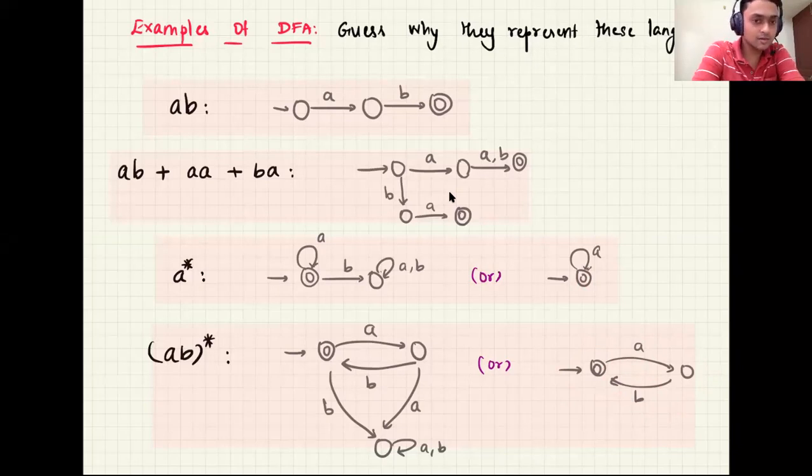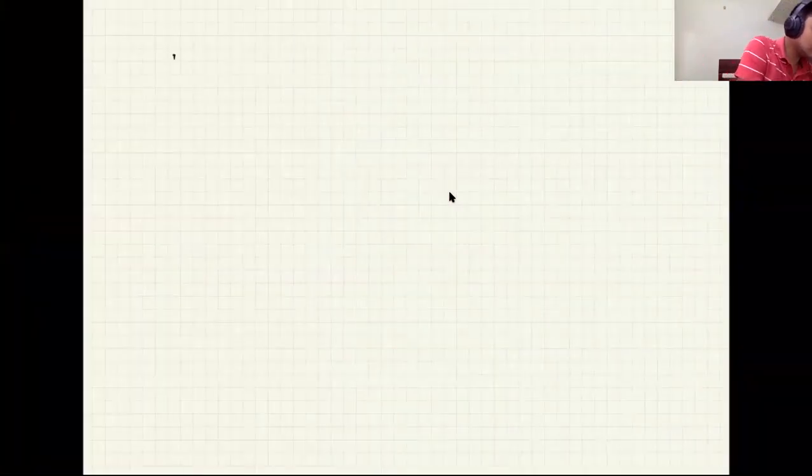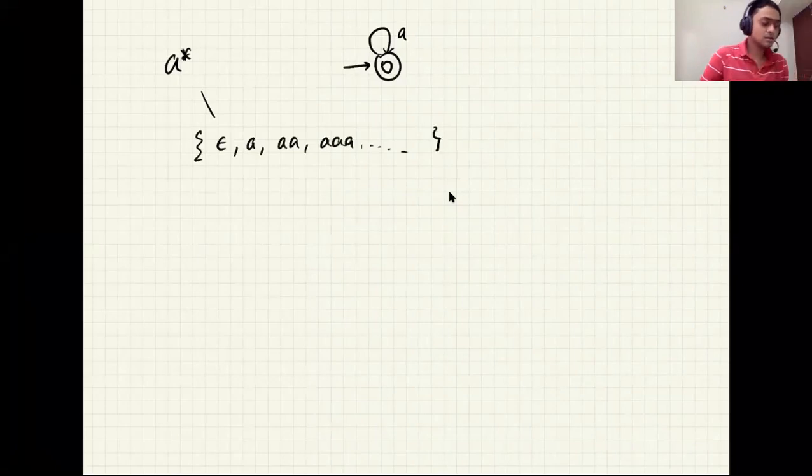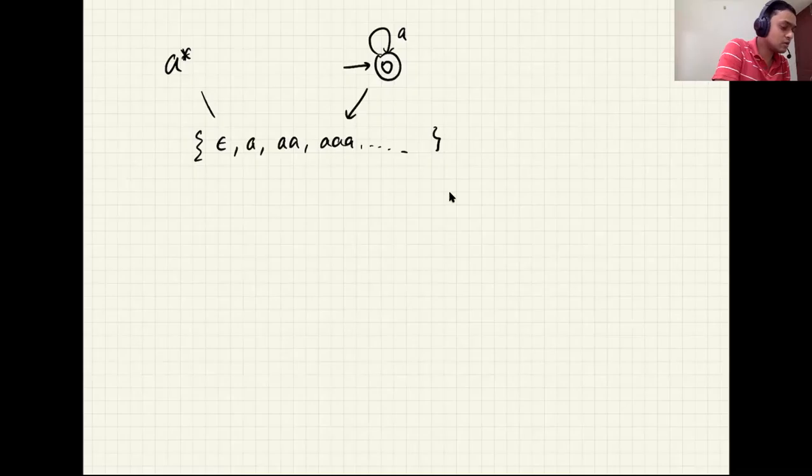This picture is quite intuitive as it is. So let me draw this. Let me look at a star, and let me take the smaller automaton, a. Why is this representing it, and how? What does a star stand for? It is the language given by epsilon, a, and so on, right? So both these pictures stand for this language. This one we saw why; it's defined in that way.